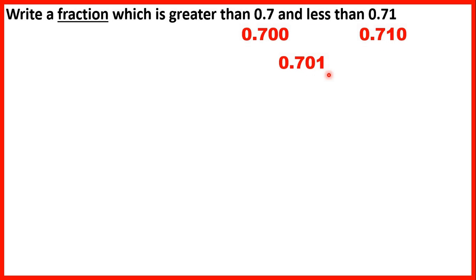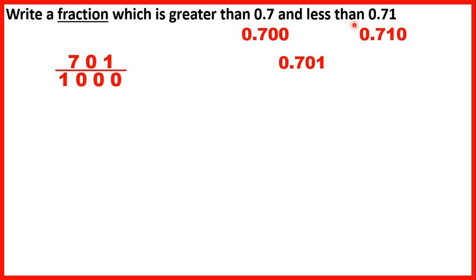But we need to write this as a fraction, so we need to change this decimal here into a fraction. To do that, we need to remember that we have 3 digits after the decimal point, and the third digit always tells us how many thousandths we have. So if we have a decimal with 3 decimal places, we can write the number with a denominator of 1000. So we could have 701 over 1000.